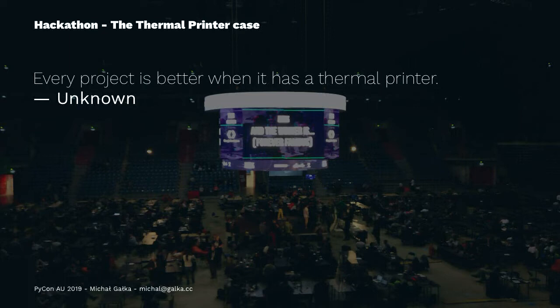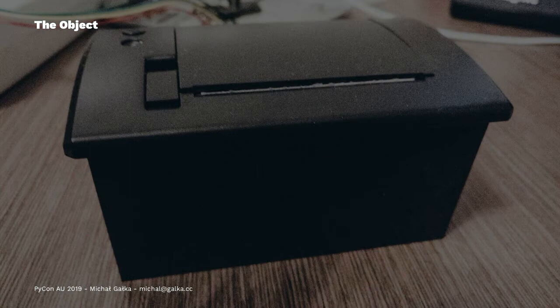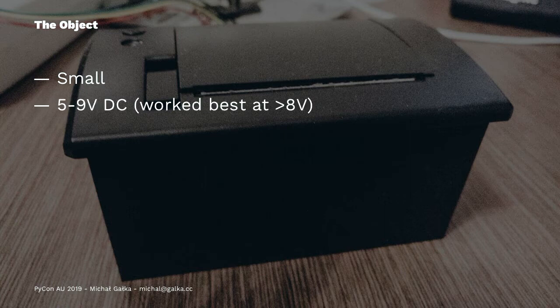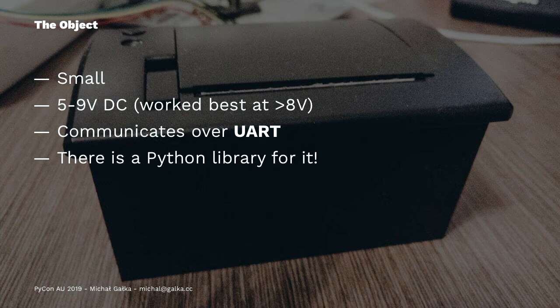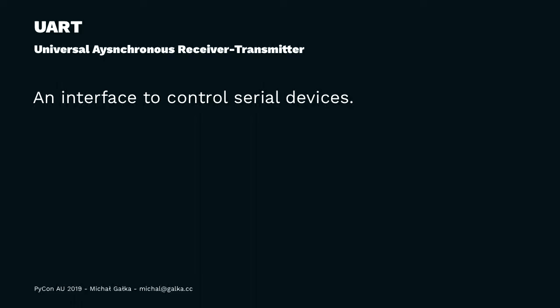So, well, the hackathon came to an end, but the idea somehow stayed with us and it materialized. It materialized as an object. Well, the object was small and it was definitely a thermal printer. You could power it with any DC adapter that you have lying around in your home. It was communicated over UART. If you're not familiar with what UART is, I will explain that on the next slide. And there was a Python library for that. So it was just enough to start happy hacking.